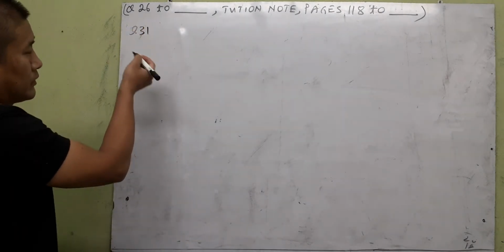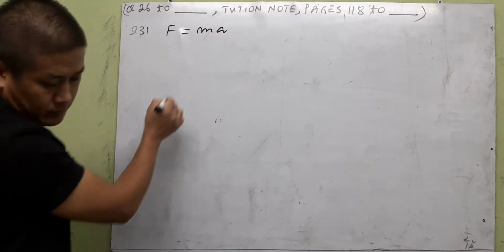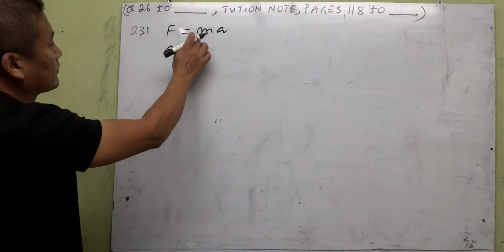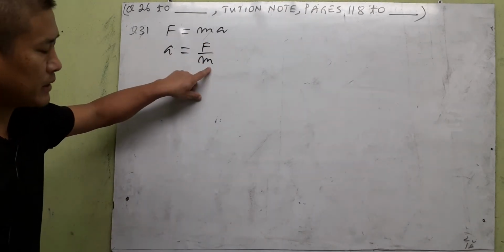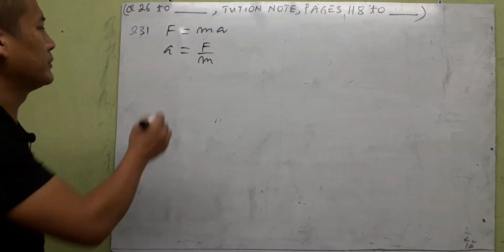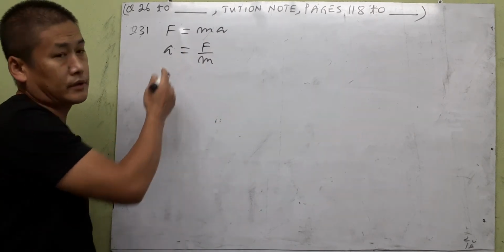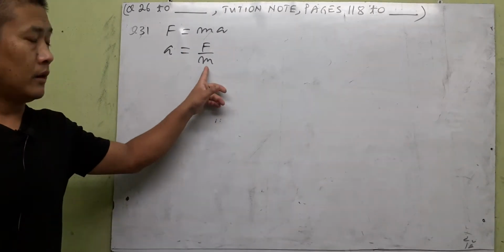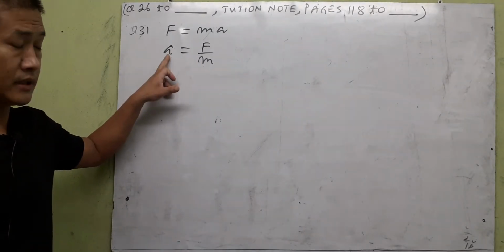So you see here, according to the second law, F is equal to ma. So that means a will be equal to F divided by m. So we see that acceleration and m, with m in the denominator, are inversely proportional. Inversely proportional means as m increases, the mass of an object increases, the acceleration, the movement, will decrease.